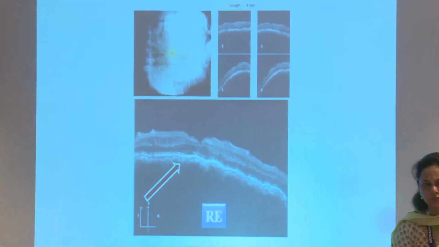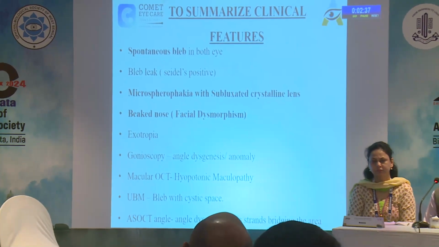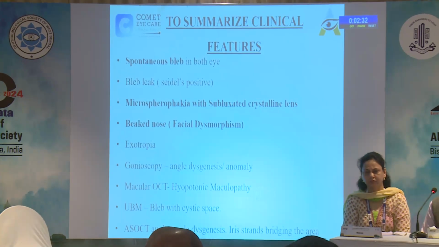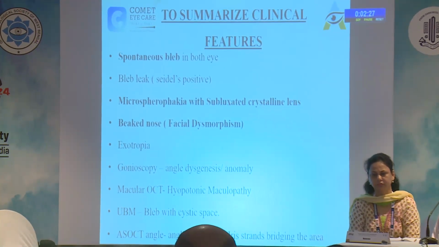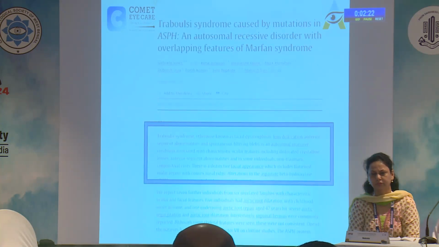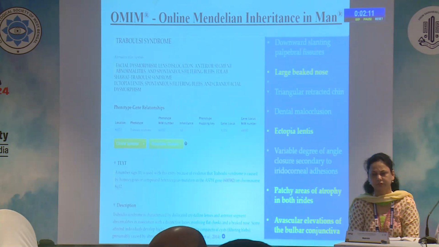This is confirming hypotonic maculopathy. There are choroidal folds present there. To summarize, there is a spontaneous bleb, bleb leak, microspherophakia with subluxated crystalline lens, big nose, exotropia, gonioscopy showing angle dysgenesis, macular OCT showing hypotonic maculopathy, and UBM showing a bleb and cystic space. When we searched the literature, we found this is related to Trabulsi syndrome with similar features. On Online Mendelian Inheritance in Man, where genetic diseases are reported, the features are large big nose, ectopia lentis, patchy areas of atrophy, and avascular elevation of bulbar conjunctiva.